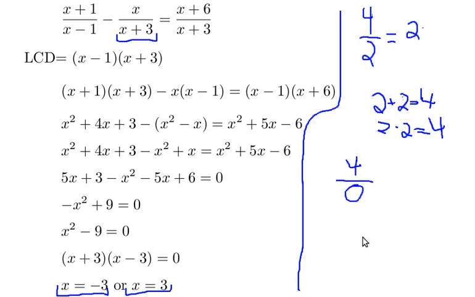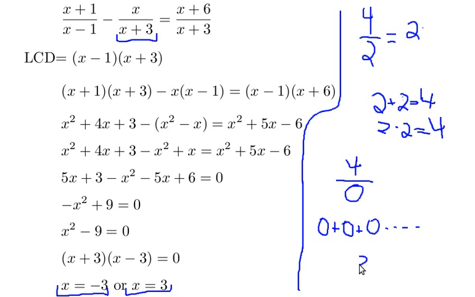How many times can you add 0 to get 4? Okay, let's add 0 plus 0. Well, that's still 0. Plus 0, still 0. You can go on and on and on. No matter how many zeros you add, you're not going to get above 0. That's why you can't divide by 0.